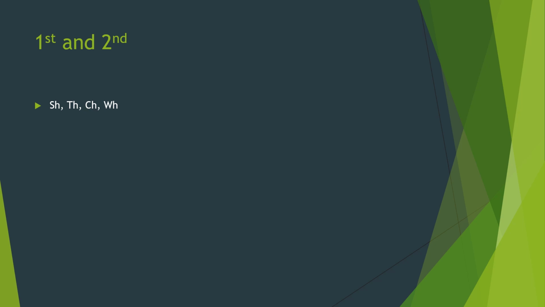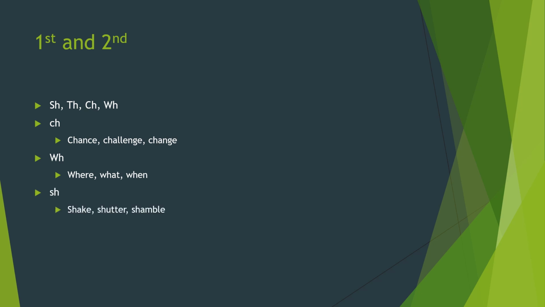Very good. Now, first and second grade, let's look at SH, TH, CH, and WH, sorting between those sounds. Let's look at some examples of those sounds first. CH makes the CH sound in words like challenge, chance, and change. Those are words that you might have heard. WH, that's in a lot of our question words like where, what, and when. SH: shake, shudder, shamble.